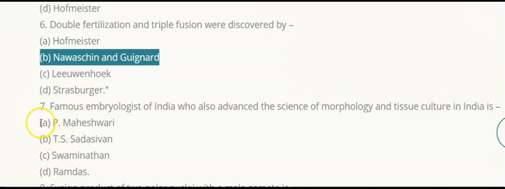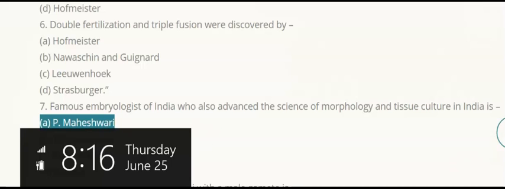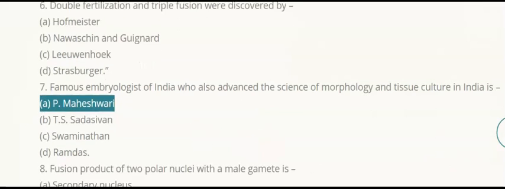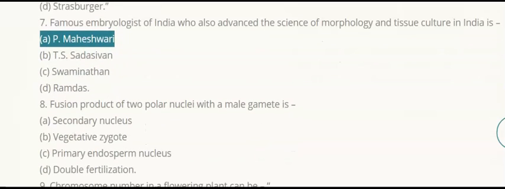We move to question number 7, a very simple question. The famous embryologist of India who also advanced the science of morphology and tissue culture in India is P. Maheshwari, T.S. Sadasivan, Swaminathan or Ramdas. Well, they are all very prominent figures otherwise. Swaminathan had a tremendous background in wheat research. Anyhow, our objective is limited here. So we will go with option A, that is P. Maheshwari. He was the one who really started these experiments. Quite interesting.